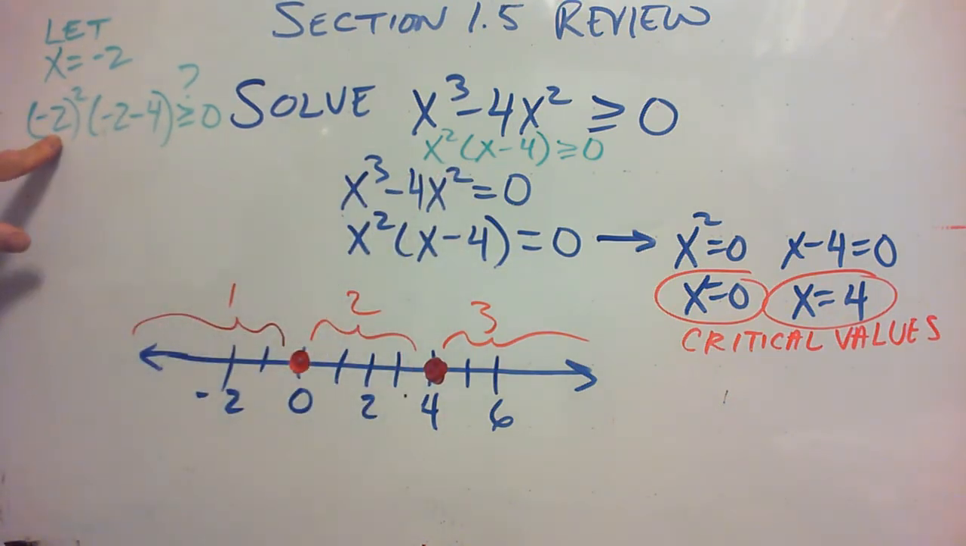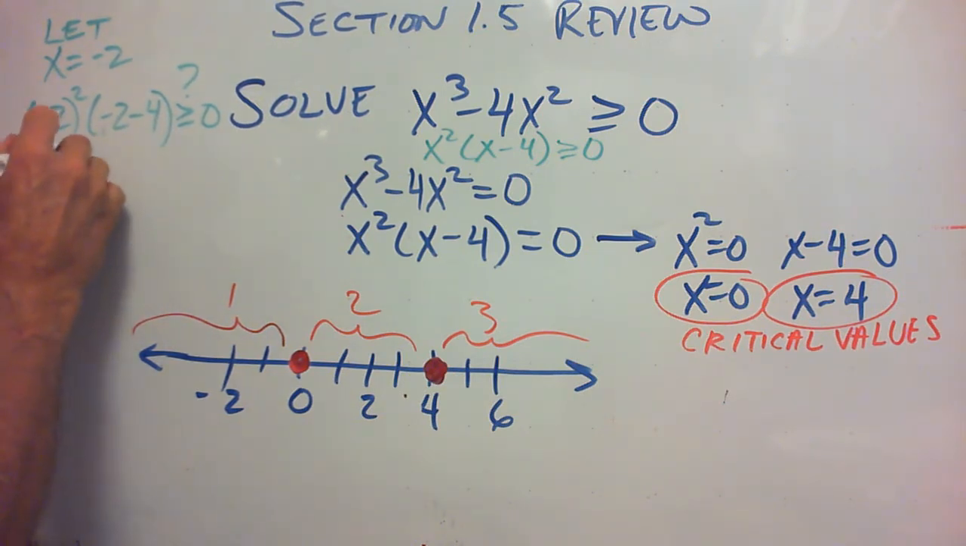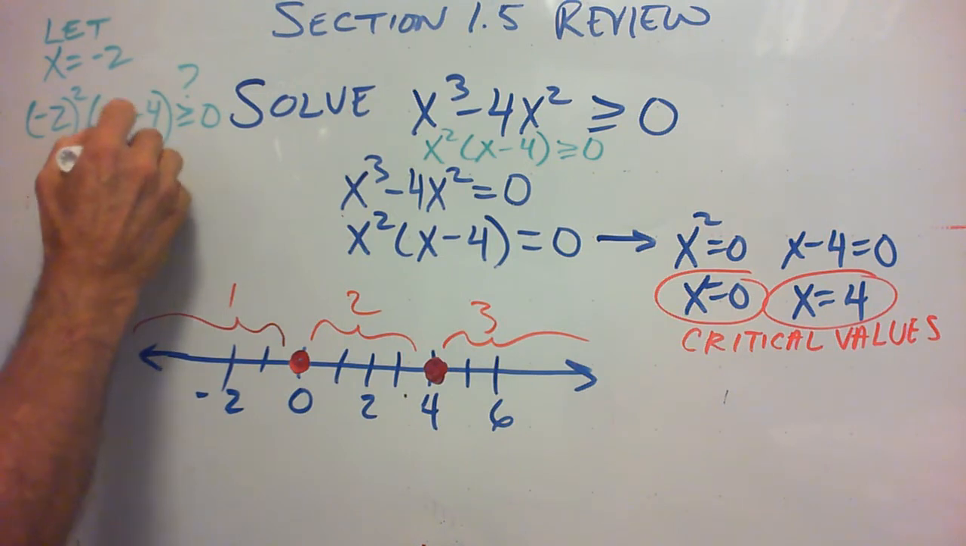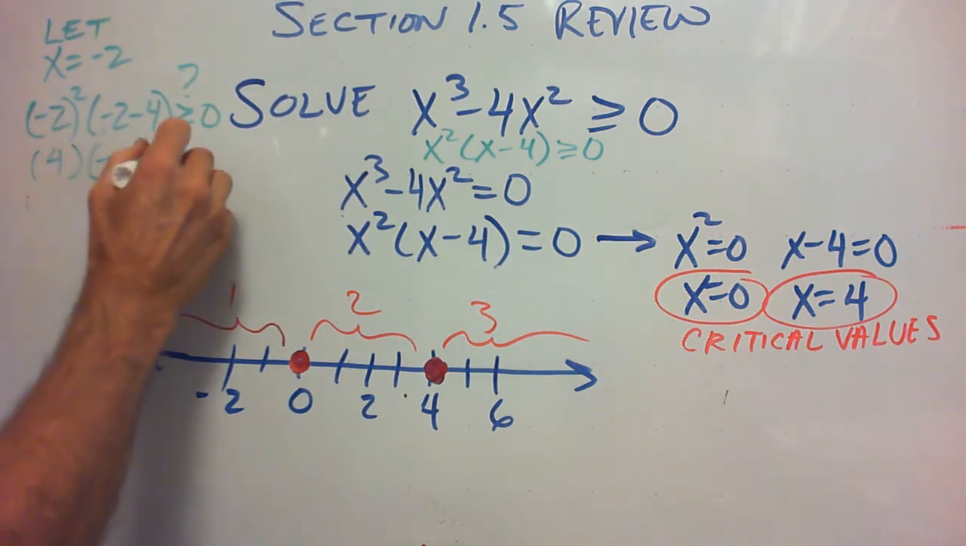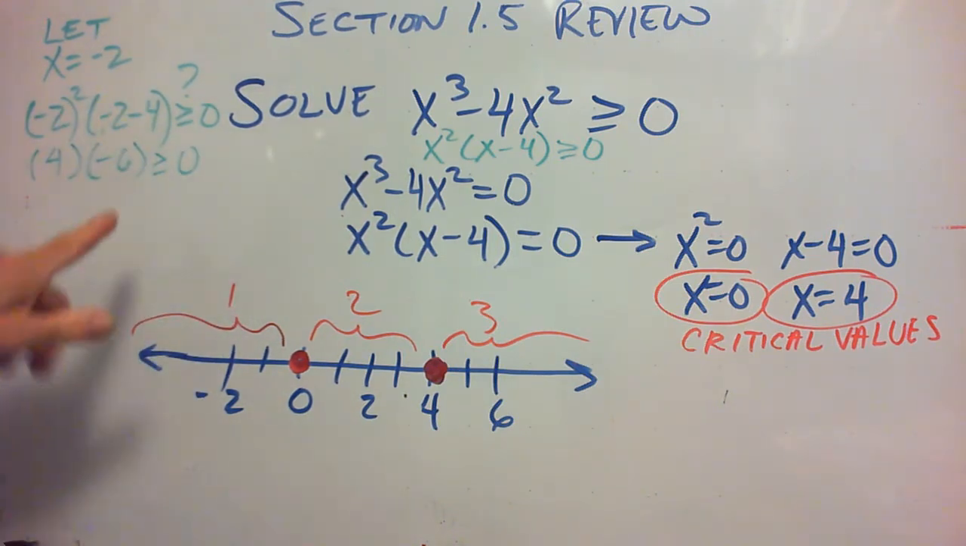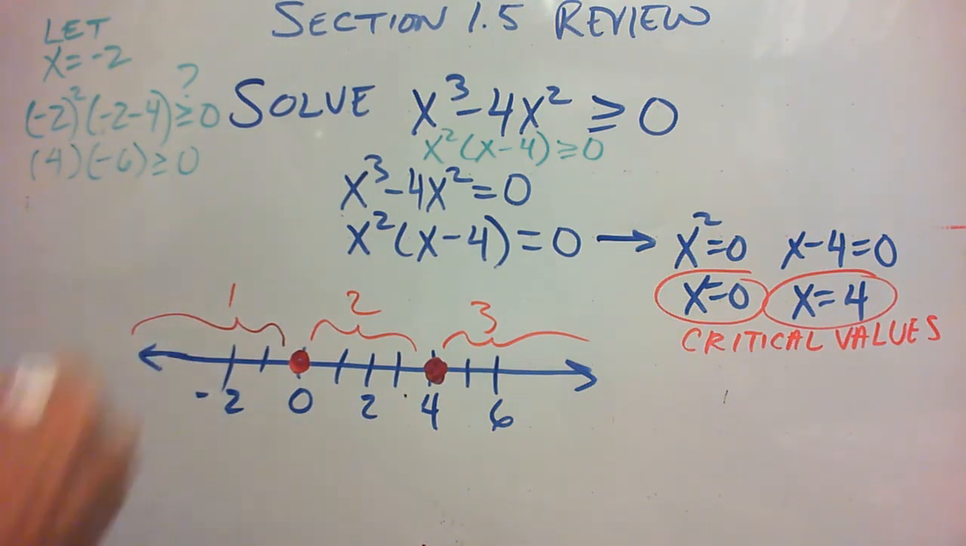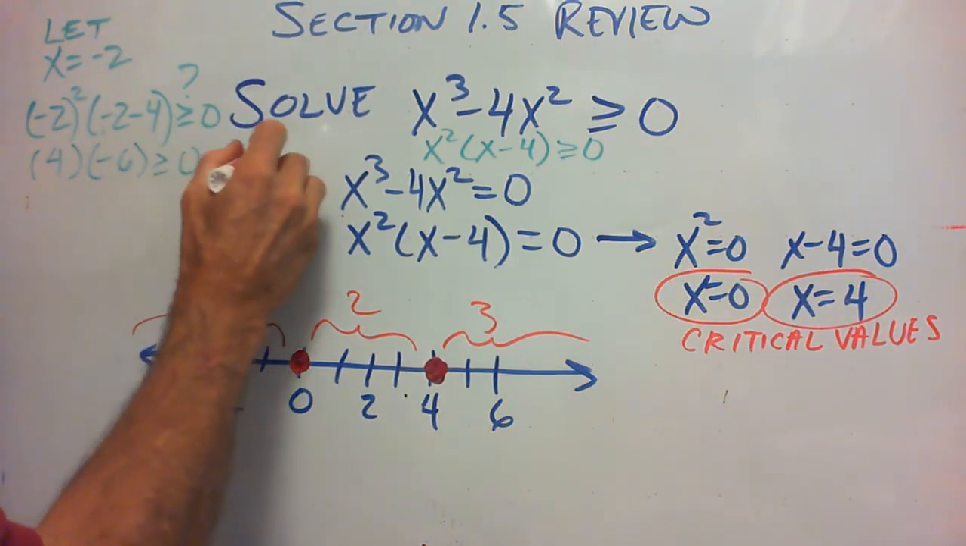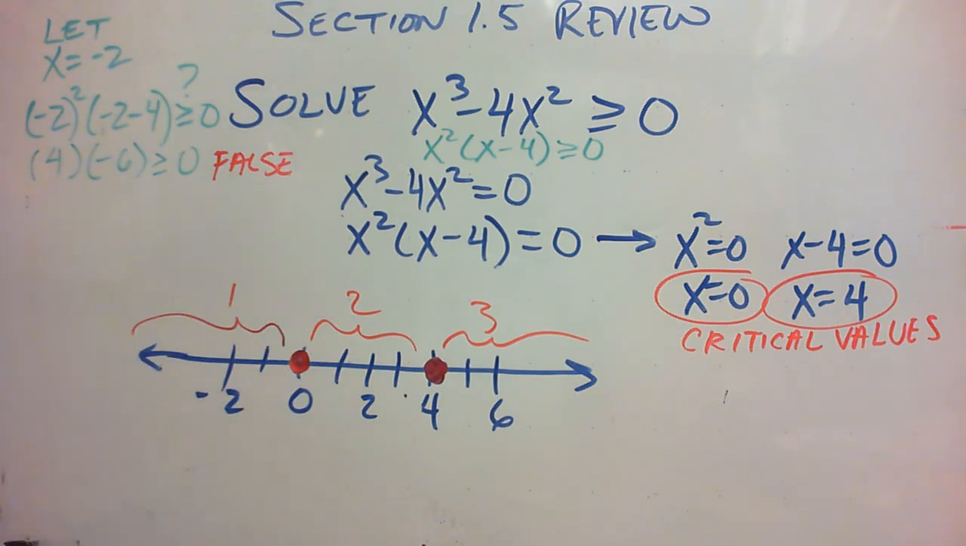Now when we plug it into that factored form, we get -2 squared times -2 minus 4. Well, that's +4 times -6. Now, positive times negative is not greater than or equal to 0. It's less than or equal to 0. So that's false. So we do not shade that region to the left of 0.